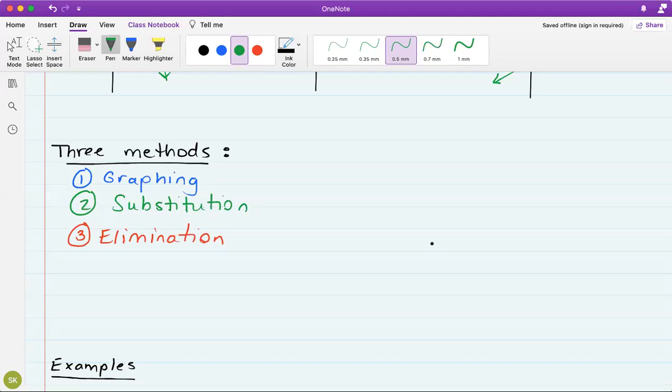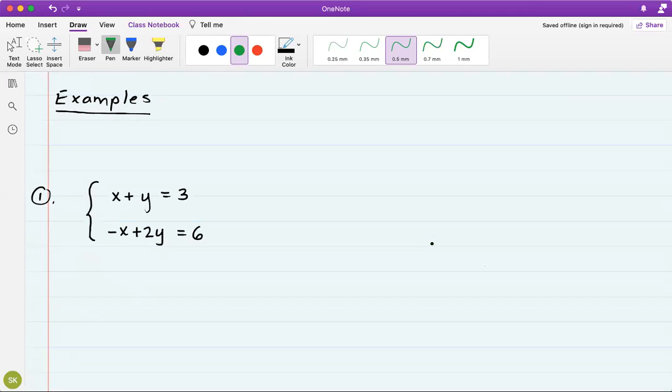And we're going to discuss when to use a certain method, because when you do these problems, you only want to use one method. So which method should you use? Which one's the best? That depends on the problem that you're looking at. So we'll discuss that.